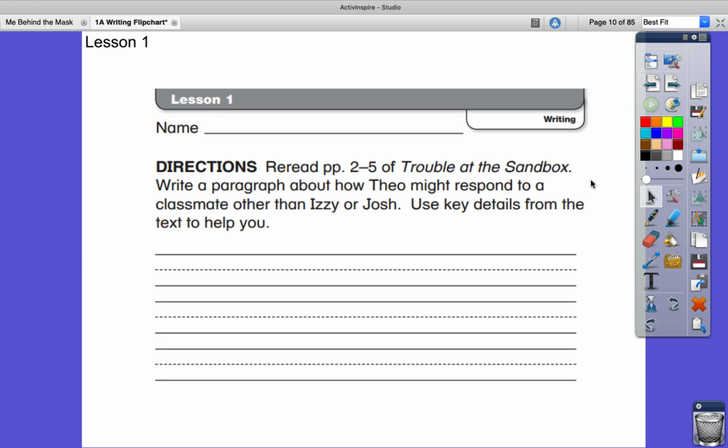So in your online writing journal under Google Docs, you're going to go to Lesson 1, and you're going to be typing in your response. So I'll be able to see and read your response and make comments back to you. So for Lesson 1, the directions say to reread. So this prefix re means to do something again. So you're going to go back and read again pages 2 to 5 of Trouble at the Sandbox.